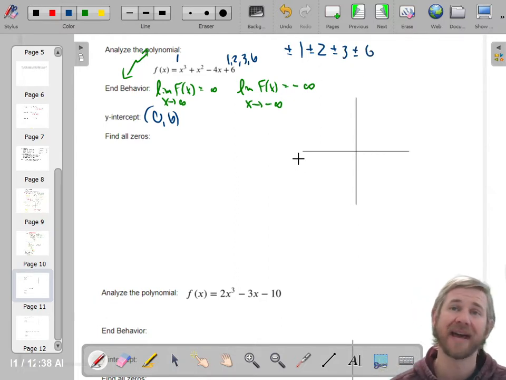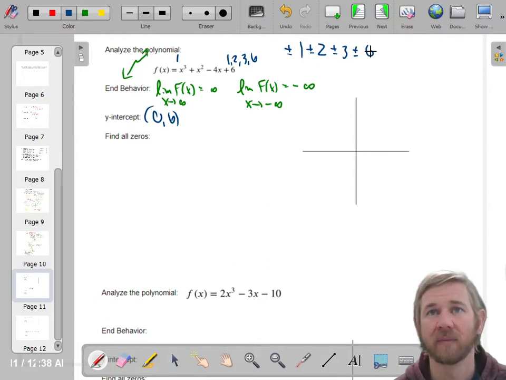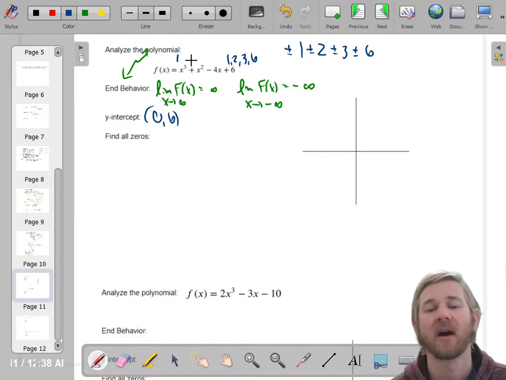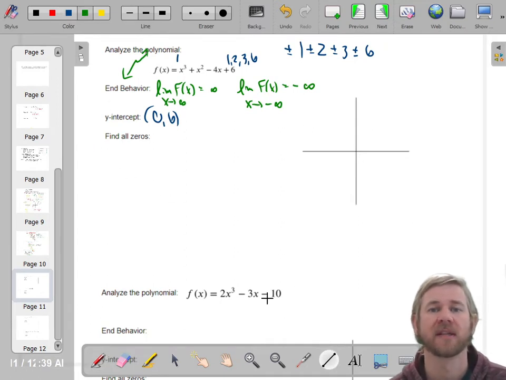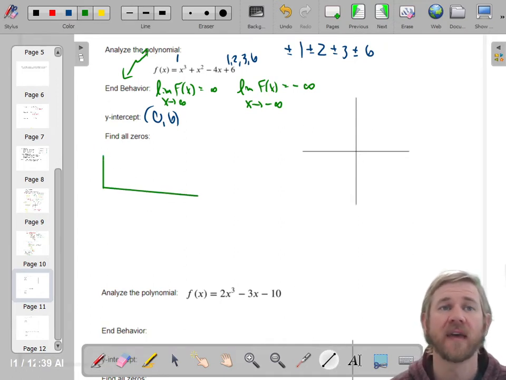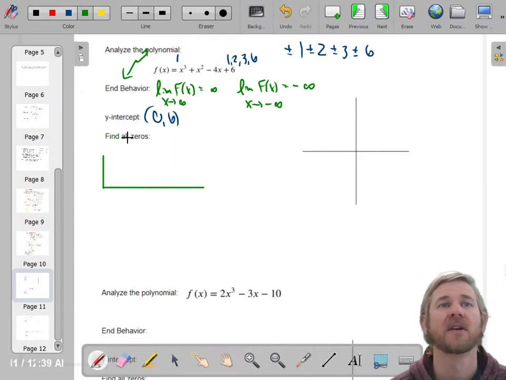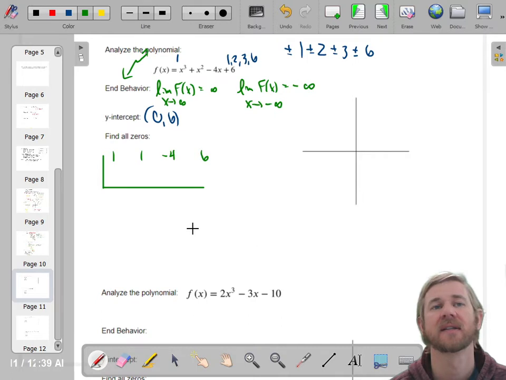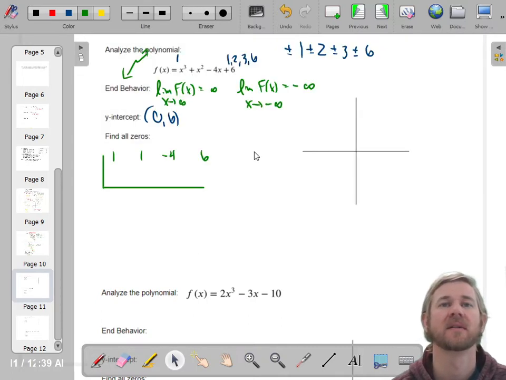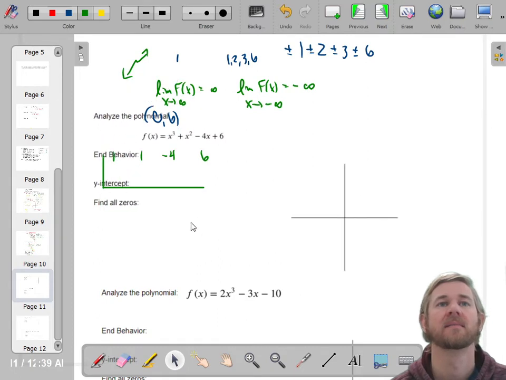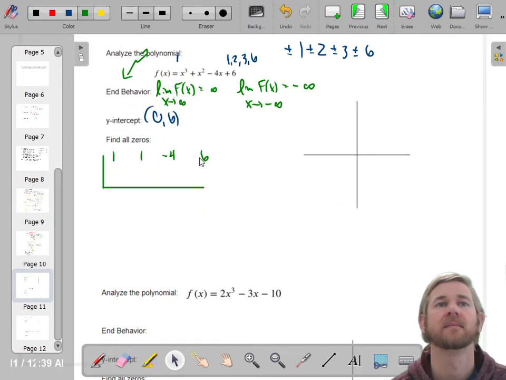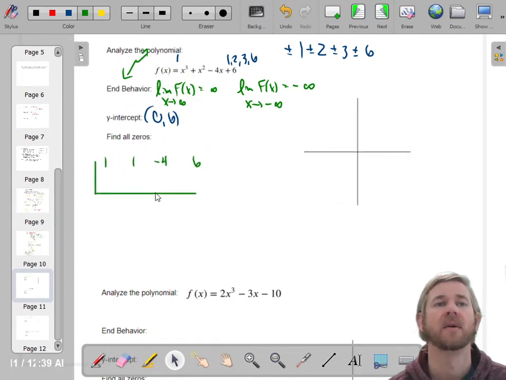And I need to do that until I find a 0, because once I get one 0, I'll have a quadratic. So let's just guess. First let me set up my synthetic division. We're just going to use synthetic division and find one that works. So my coefficients are 1, 1, negative 4, and 6. And I might need more of these. There we go. All right, so find all zeros.